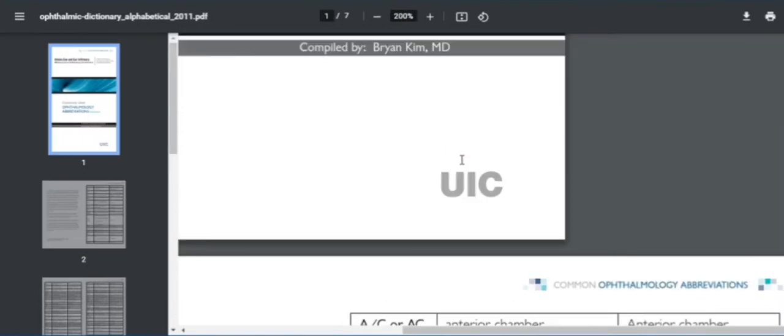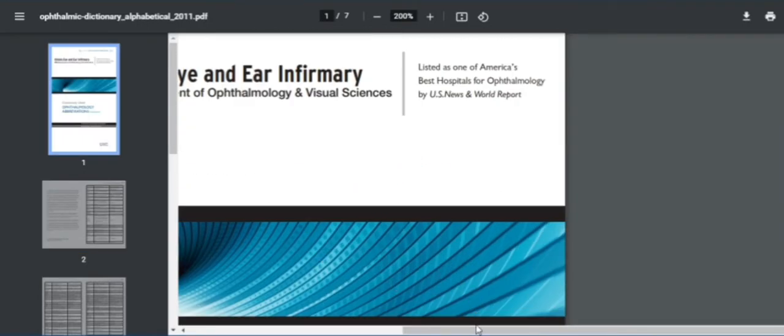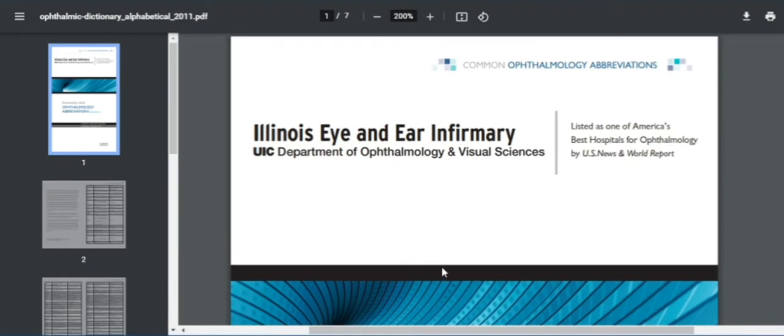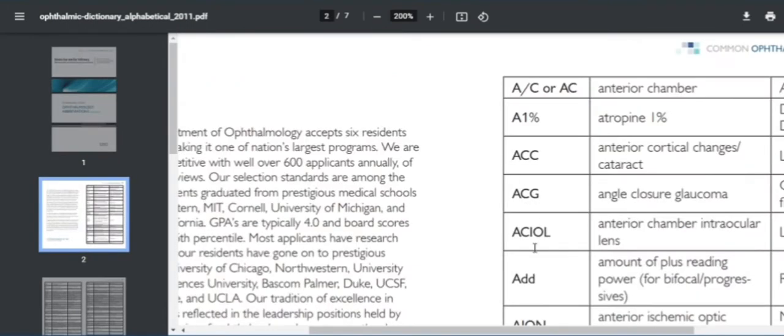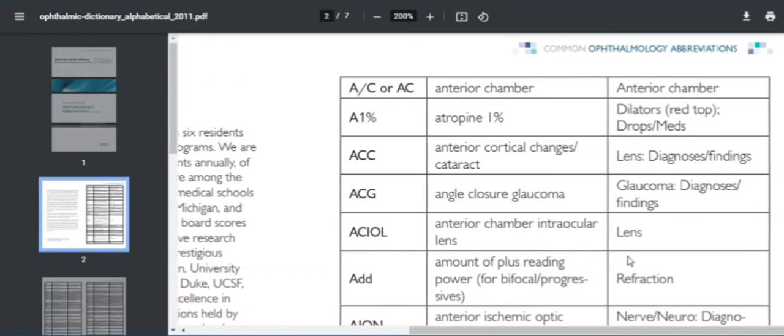First of all, we will start with this PDF, which is going to be very useful, and you can also visit this and watch this PDF. So let's learn abbreviations from this PDF. Here, first of all, it is written as AC, that means anterior chamber.